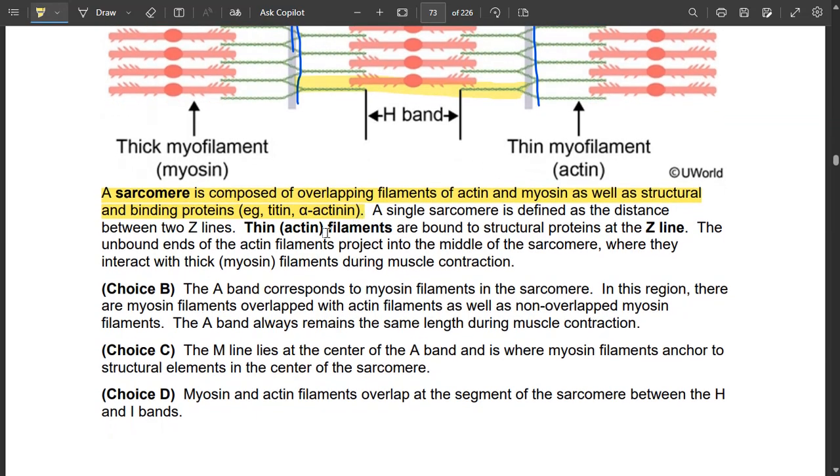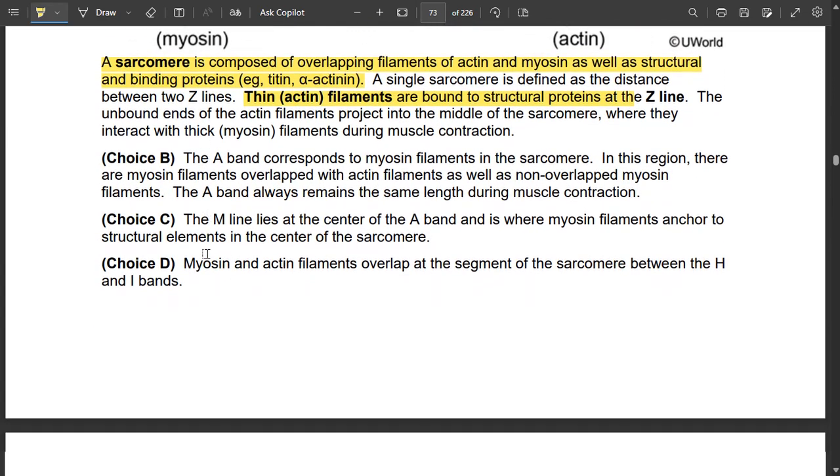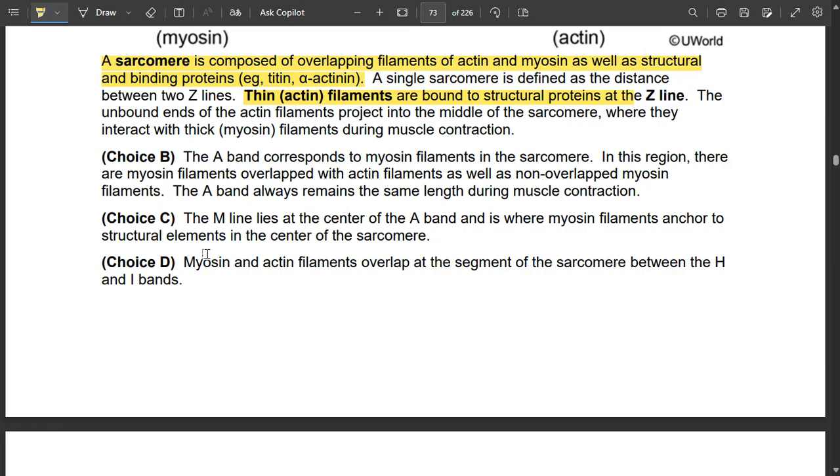Okay, a single sarcomere is defined as the distance between two Z lines. Thin filaments are bound to the structural protein of the Z line, and the unbound ends of the actin filament are positioned in the middle of the sarcomere, where they interact with thick myosin filaments during muscle contraction. The A bands correspond to the myosin filaments of the sarcomere.